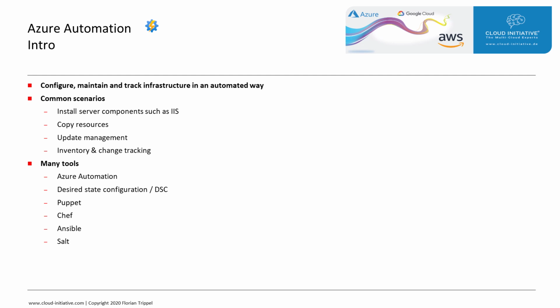Hello and welcome to this lesson on Azure Automation. In this lesson we are going to talk about state configuration and update management. The goal of Azure Automation is to configure, maintain and track infrastructure in an automated way.